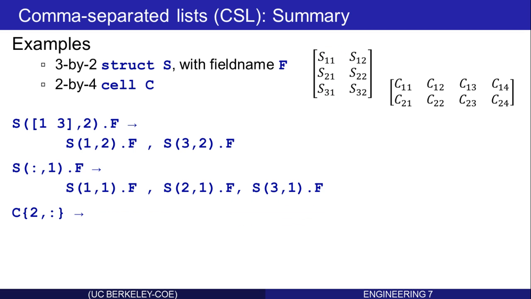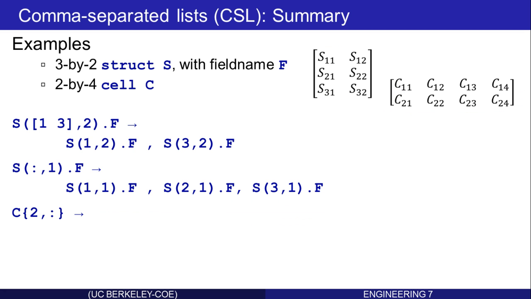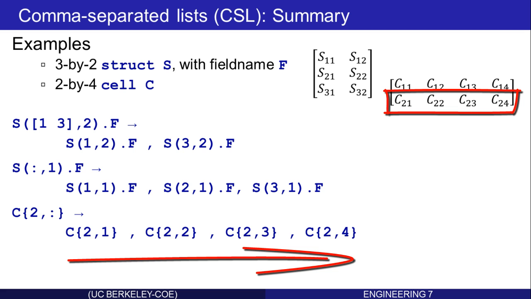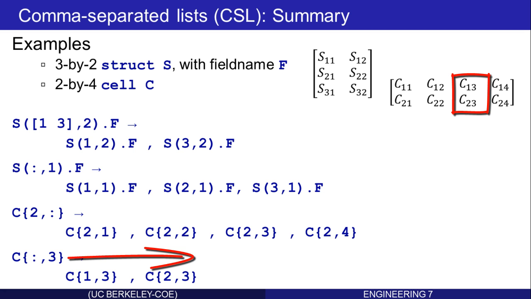For cells, it's very similar. Contents reference to the second row of a cell array. Do it in linear order, C21, C22, C23, C24. Conversely, column reference to all the elements in the third column. Linear order, C13, C23.